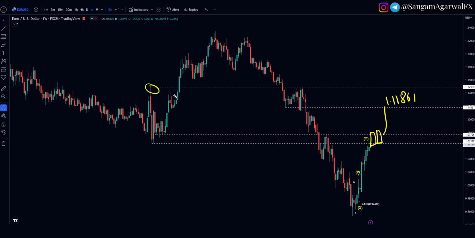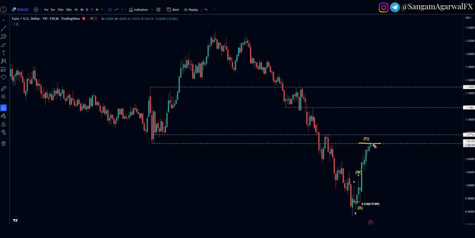1.1186. Then again the upper resistance 1.4950. But next year, 2023, the dollar will vary and more things will be confirmed after the Bank of Japan says they will hike interest rates in future.